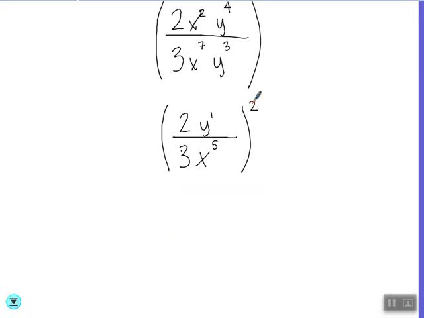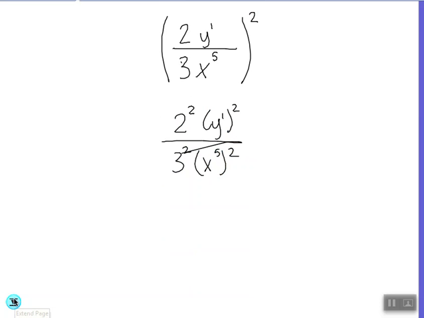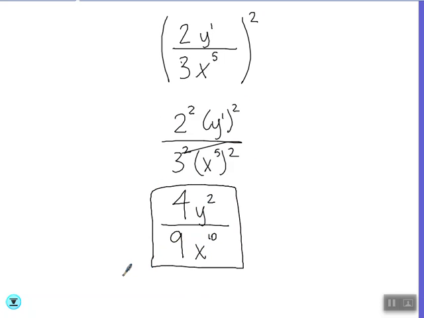As we discussed earlier in this video, make sure that you square everything inside the parenthesis. So I have 2 squared, y squared, 3 squared, and x to the 5th squared. So then I can simplify this. 2 squared is 4. I need to multiply these exponents, so I have y squared. 3 squared is 9. And then I need to multiply these exponents, so I have x to the 10th. So this is my final answer.